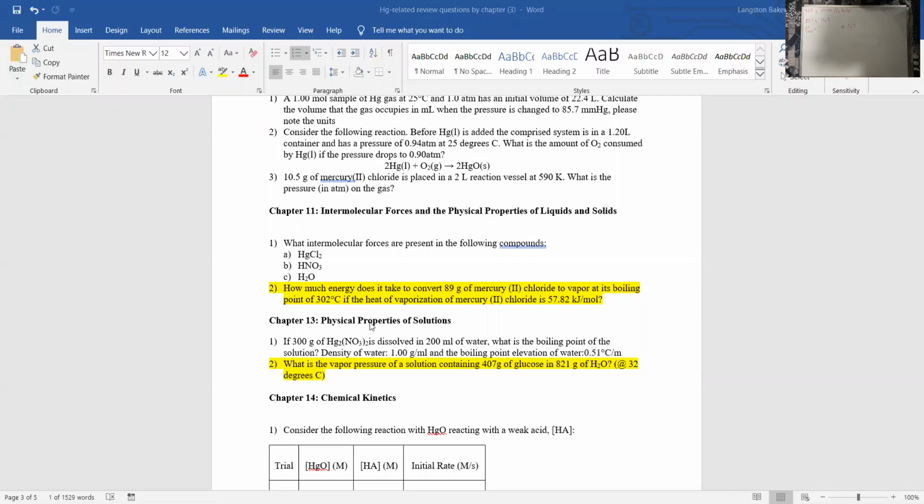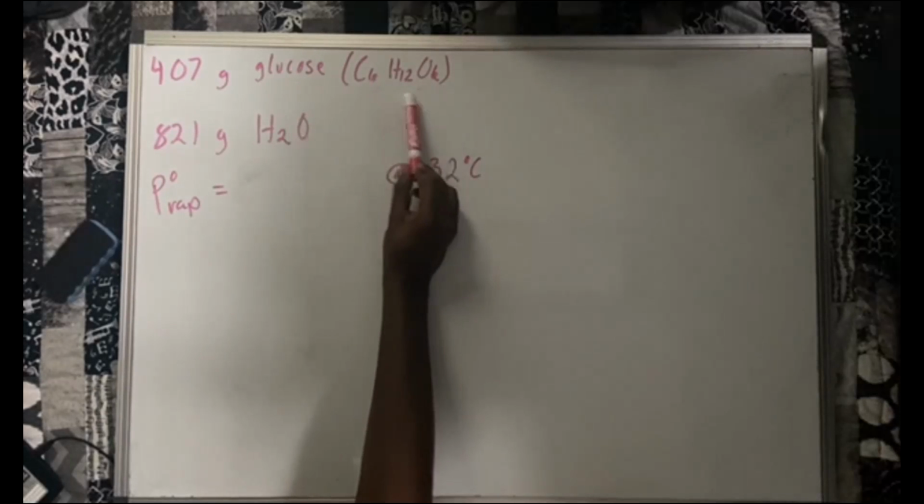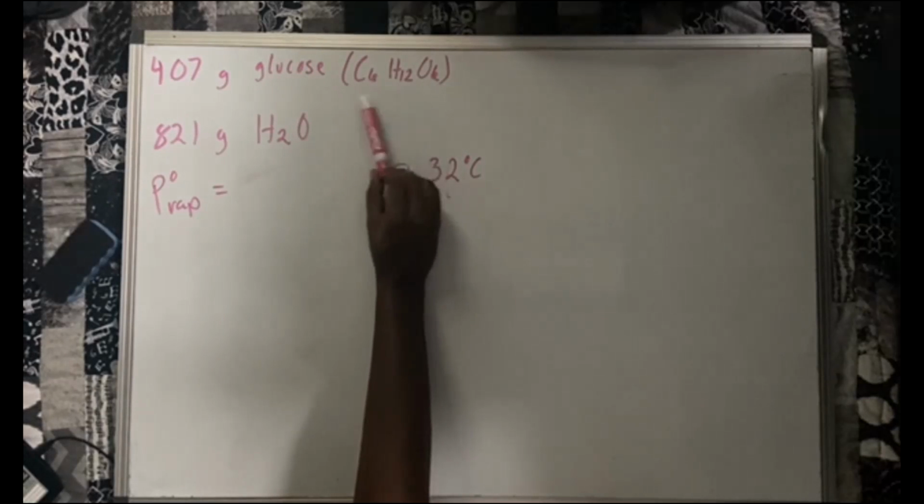Okay, next question. Chapter 13, number 2. So we're going to figure out what is the vapor pressure of a solution containing 407 grams of glucose and 821 grams of water at 32 degrees Celsius. Okay, so I wrote those down over here. Some things he'll most likely tell you. So glucose is C6H12O6. He'll give you that on the test.